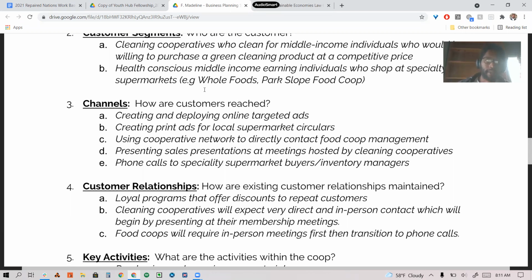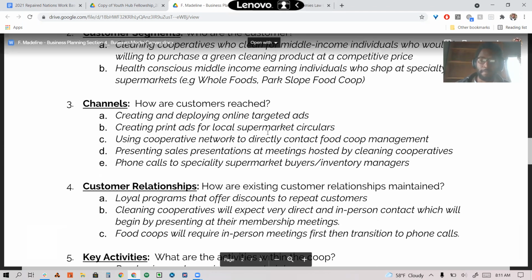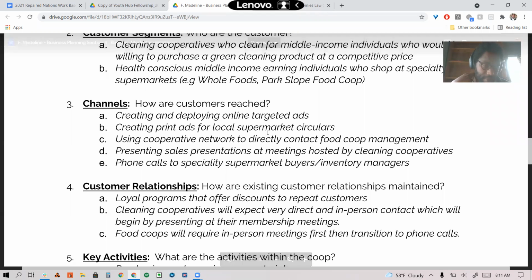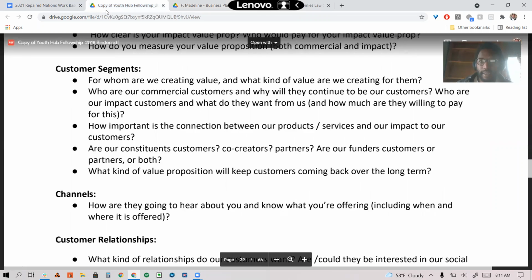So when we've talked about the value proposition, customer segments and channels, we're going to then go into customer relationships and talking about how these 3 things that we previously talked about interact with the customers, the channels, how do all of those things interact. And simply, the Seed Commons thing is saying, how are existing customer relationships maintained?